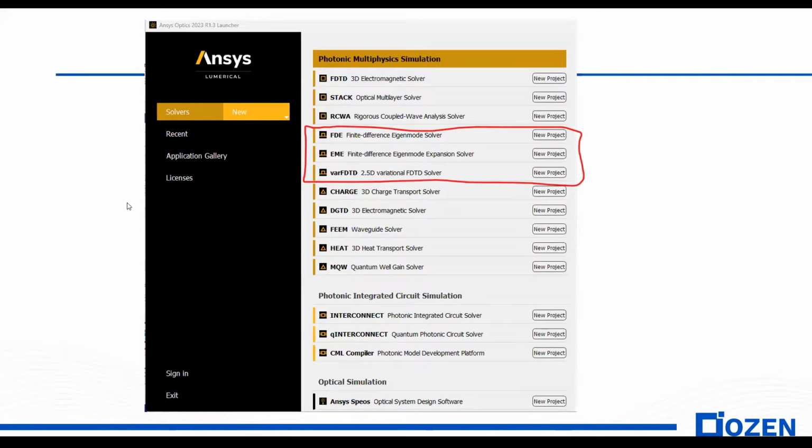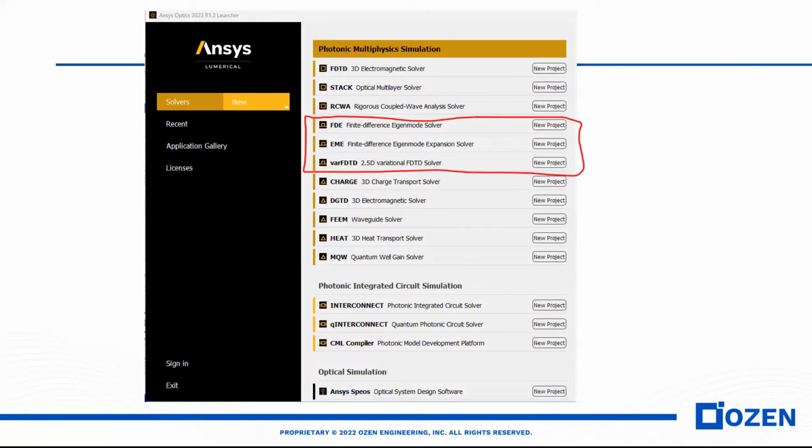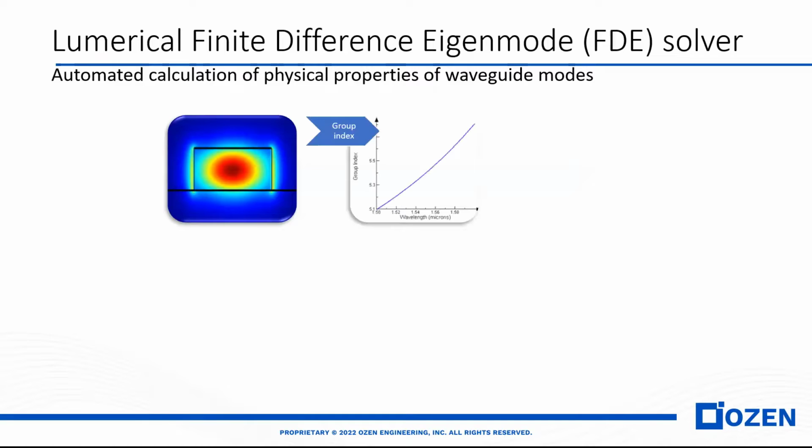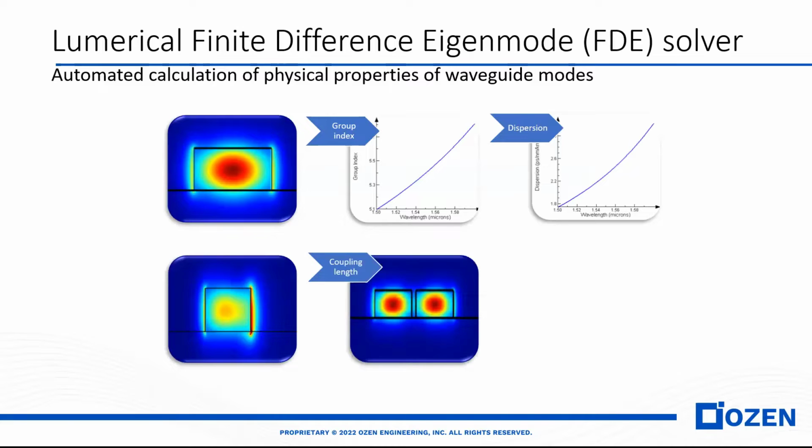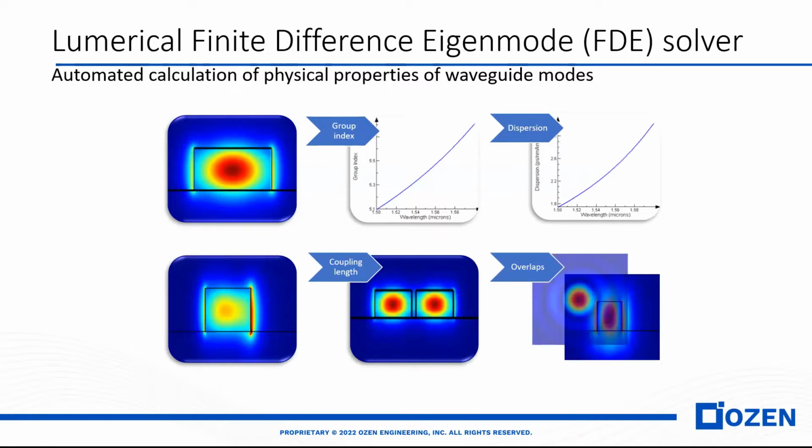For this case, we use FDE, the Finite Difference Eigenmode Solver, for the mode calculation. With Lumerical MODE, as I mentioned, you can calculate the group index, dispersion, coupling, and the overlap between modes, as well as coupling lengths. If you have a coupler, you can design your coupler with Lumerical MODE.